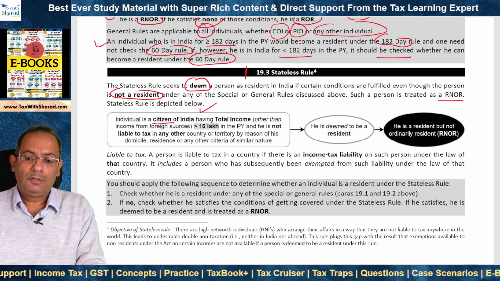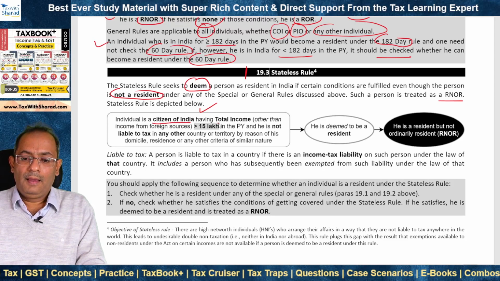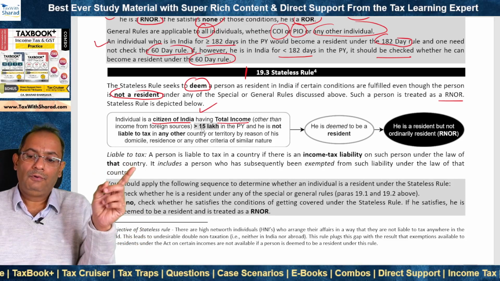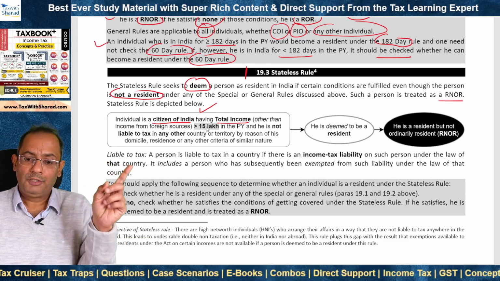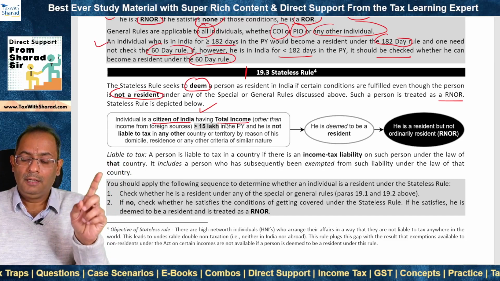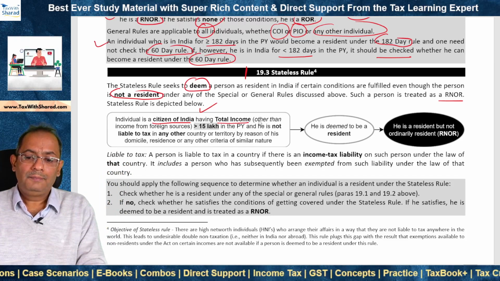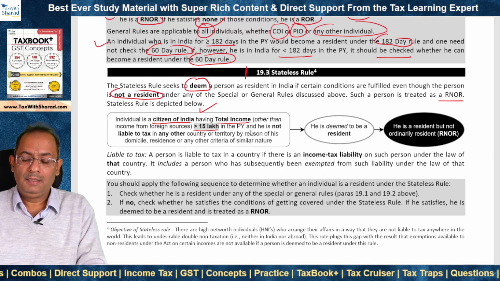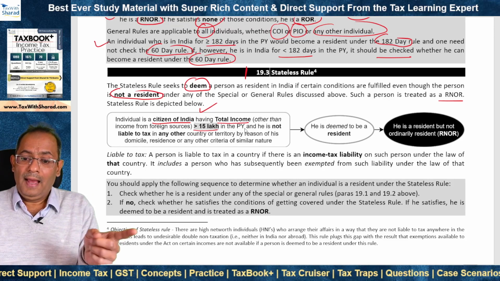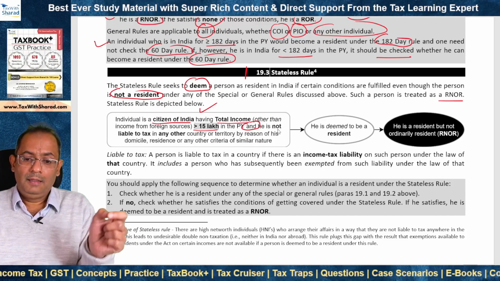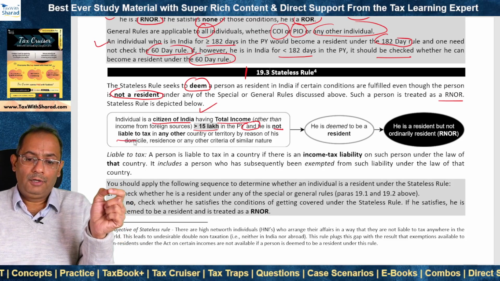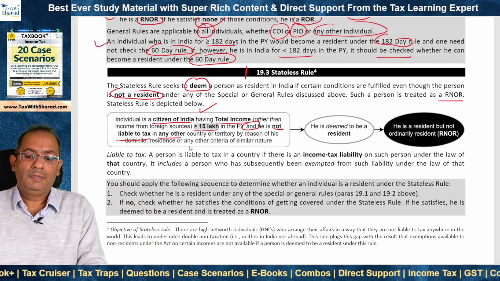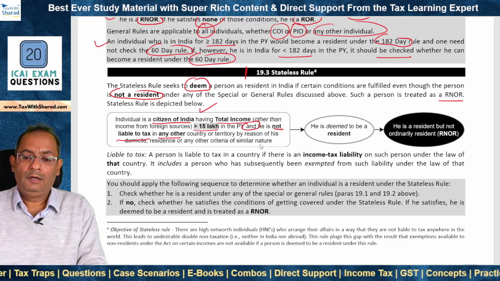Individual is a citizen of India having total income other than income from foreign sources. This is the concept that we have already discussed in the context of special rules, the visit rule and visit and income rule. Total income other than income from foreign sources is greater than 15 lakh in the previous year, greater than 15 lakh. And he is not liable to tax in any other country or territory by reason of his domicile, residence, or any other criteria of similar nature.